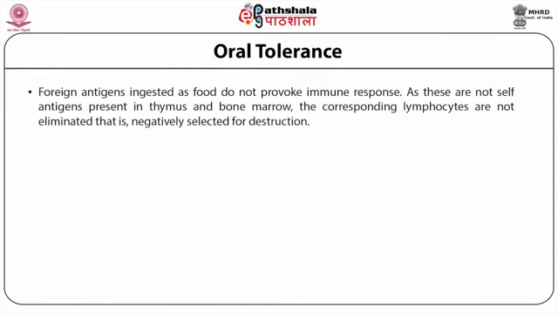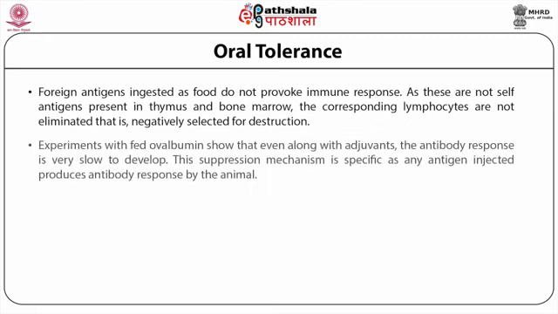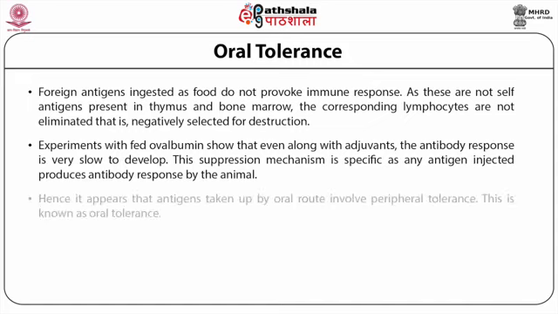Foreign antigens ingested as food do not provoke an immune response. As these are not self-antigens present in the thymus and bone marrow, the corresponding lymphocytes are not eliminated, that is, negatively selected for destruction. Experiments with fed ovalbumin show that even along with adjuvants, the antibody response is very slow to develop. This suppression mechanism is specific, as any antigen injected produces an antibody response by the animal. Hence, it appears that antigen taken up by the oral route involves peripheral tolerance. This is known as oral tolerance.